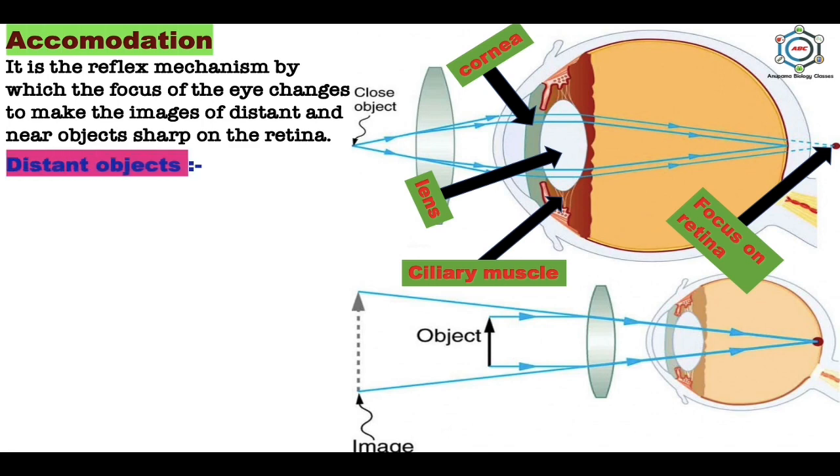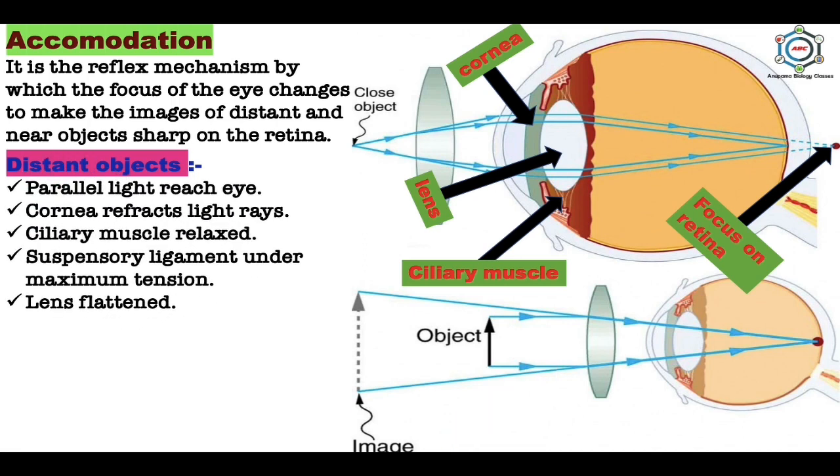So first, the distant objects. This is the picture of a distant object, in which parallel light reaches the eye, the cornea refracts light rays, the ciliary muscle is relaxed, the suspensory ligament is under maximum tension and the lens is flattened.